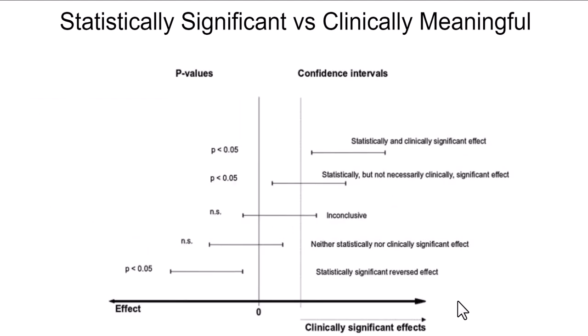Moving on to statistically significant versus clinically meaningful. 0 represents the line of no difference on the x-axis, and you can either have something that has a negative effect, which is on the left side of 0, and then you can have positive effects that are on the right side of 0. Now, the p-value is something that you've derived from your inferential statistics. We've learned that if p is less than 0.05, then the result is statistically significant.